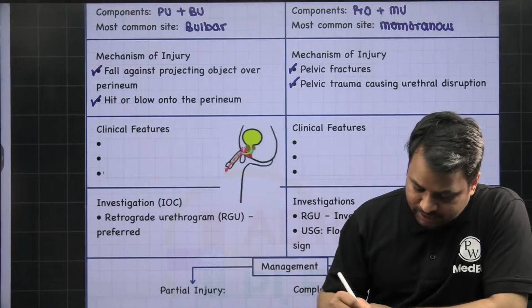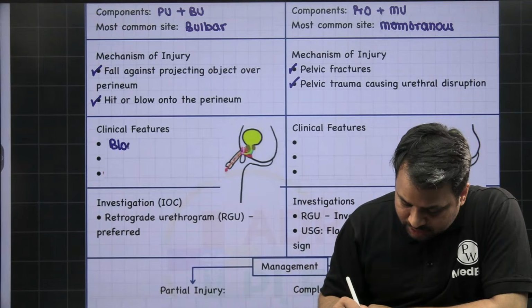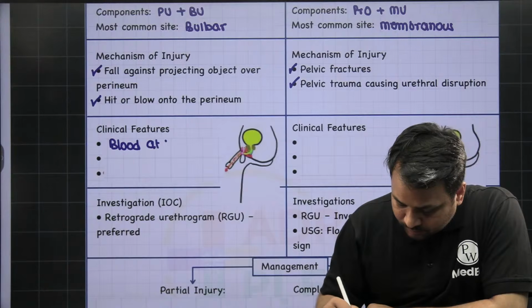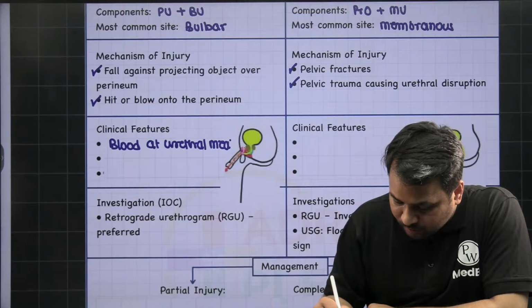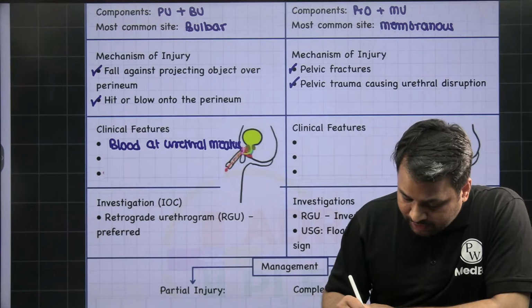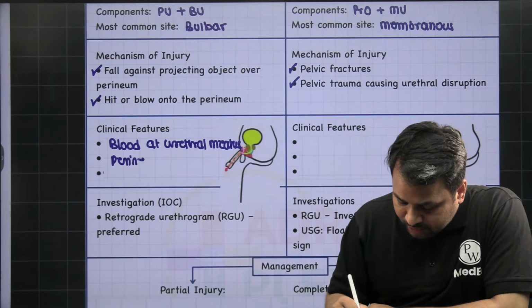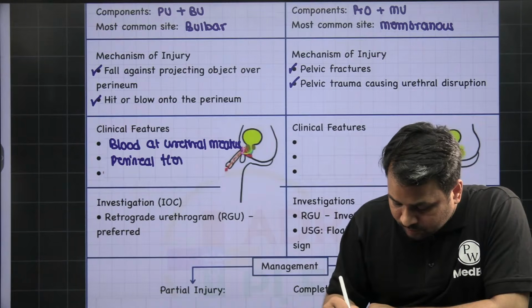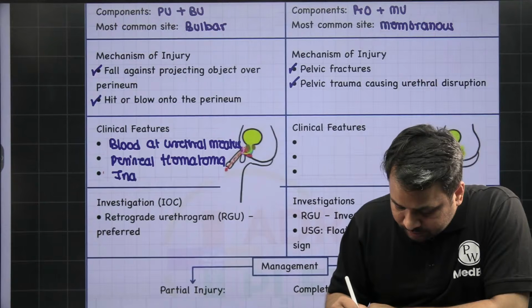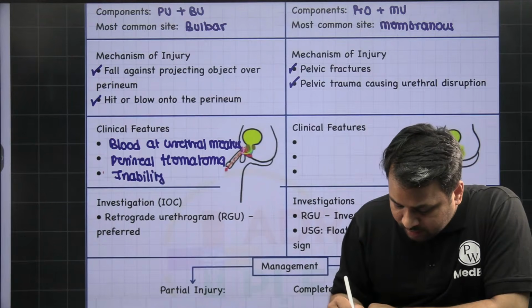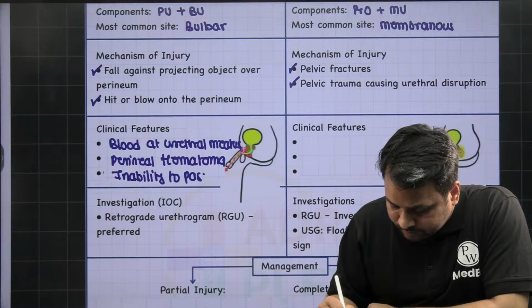Clinical features will be presence of blood at the urethral meatus, which is going to be for both of them. Along with that, there will be presence of perineal hematoma in anterior urethral injury, and an inability to pass urine.